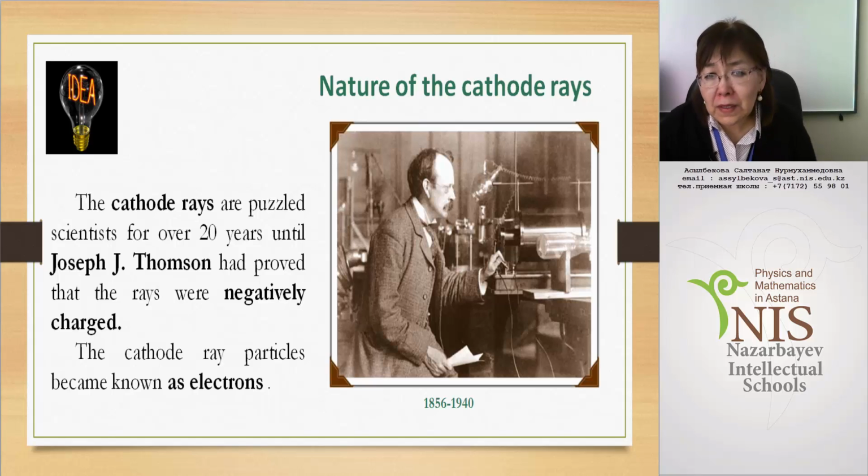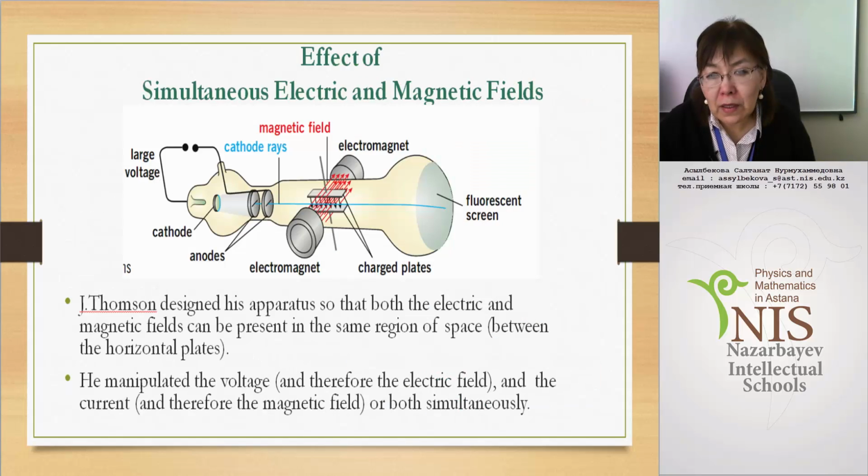So, these cathode rays puzzled scientists for over 20 years, until Joseph Thomson proved that they were really negatively charged, and nowadays they are known as electrons. You see in the picture Joseph J. Thomson, who made his investigation in his laboratory.